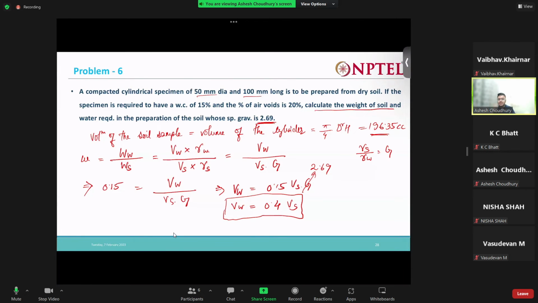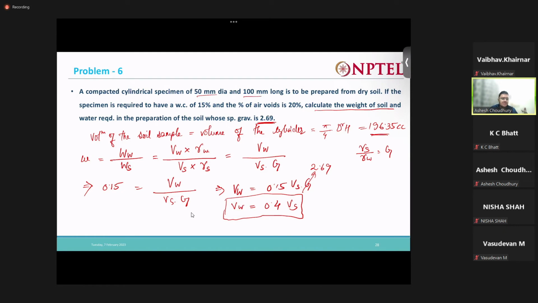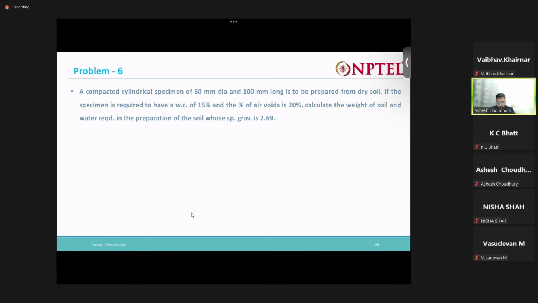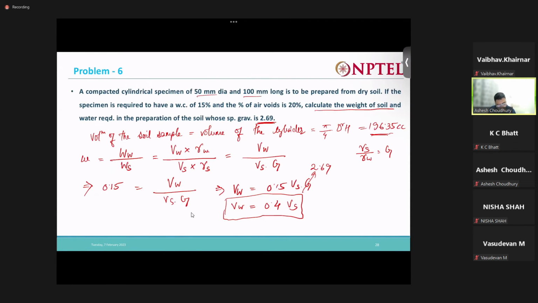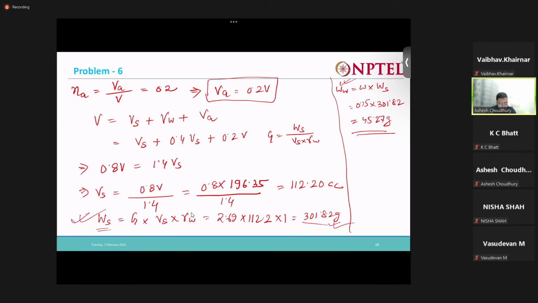Okay, so let us see what all that we did. So first, the specimen diameter and the length of the specimen was given to us. So from there we determined the total volume that is required. Total volume was 196.35 cc. Then the water content was known to us. So using the water content, we found out a relation between the volume of water and the volume of soil solids. Next, our percentage air voids was also specified to us, which was 20%. So from there, using the relation for the volume of air, we found out the volume of soil solids.